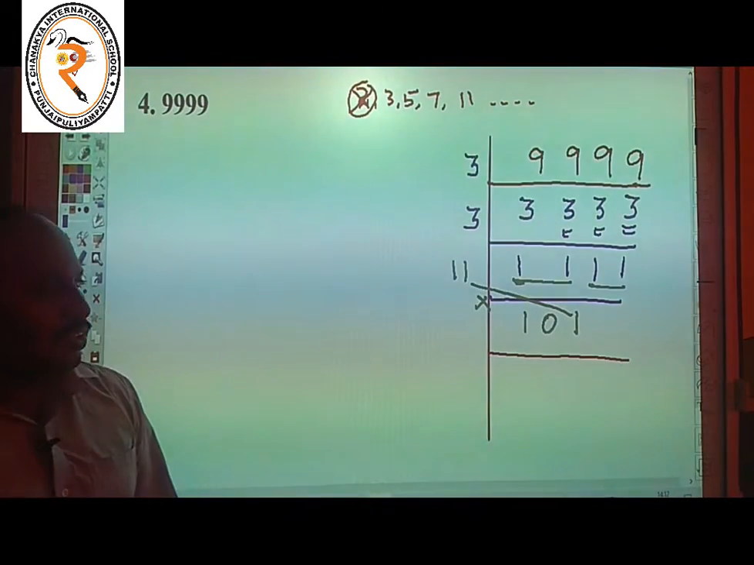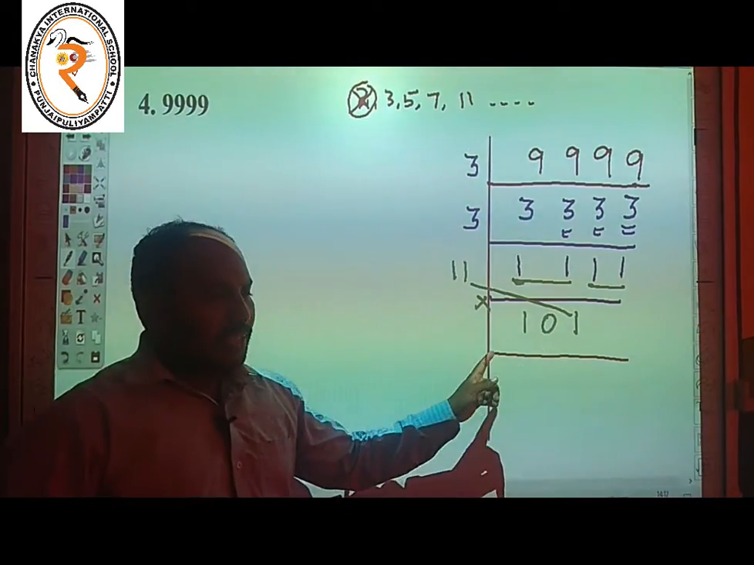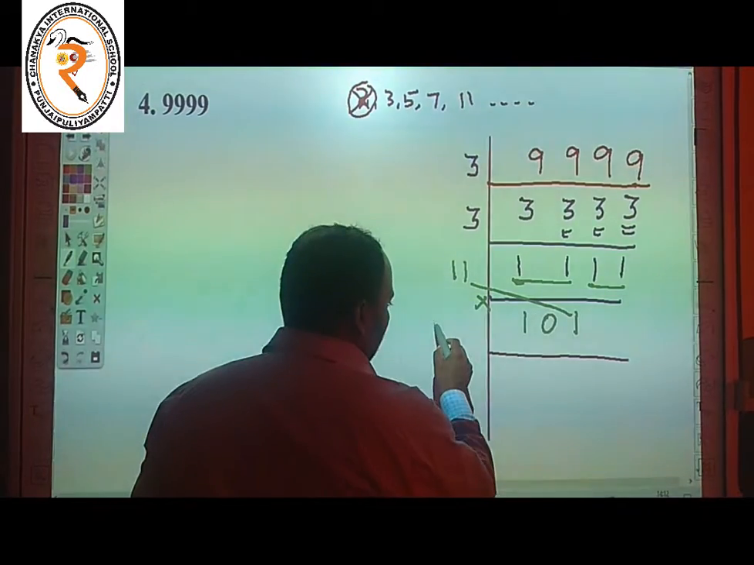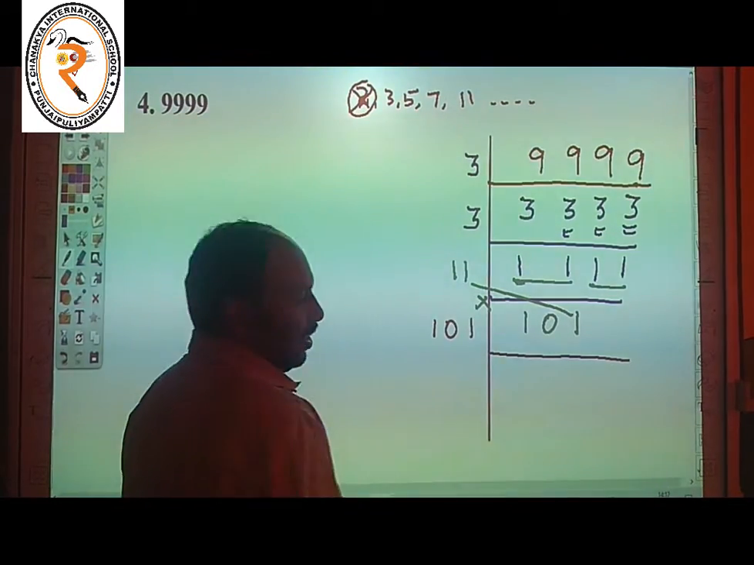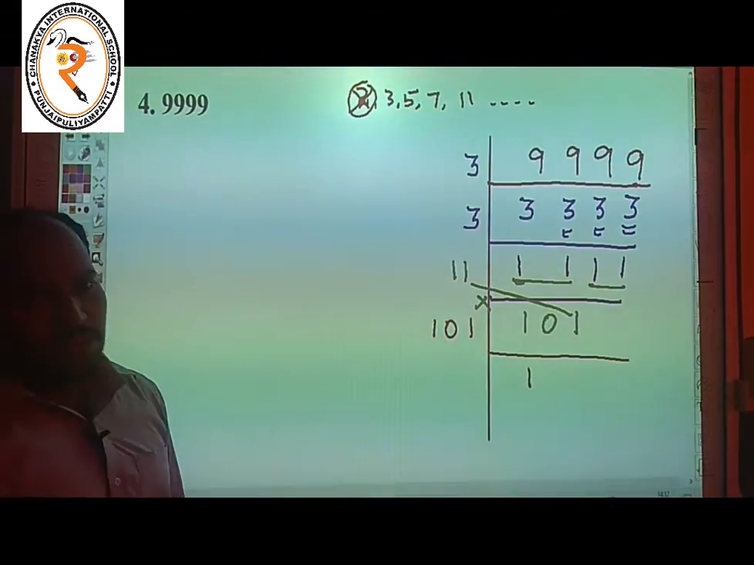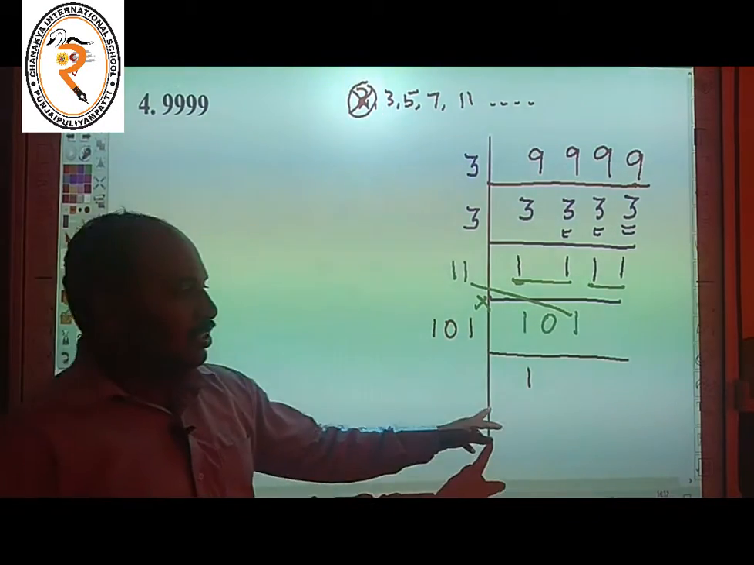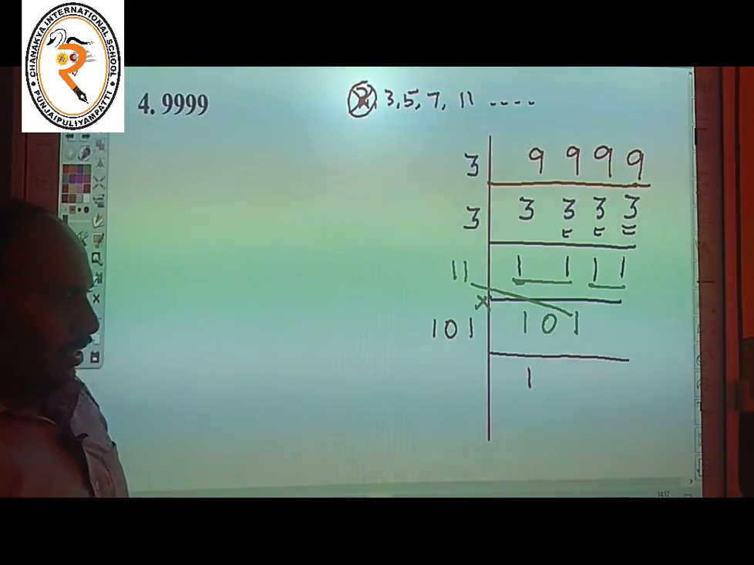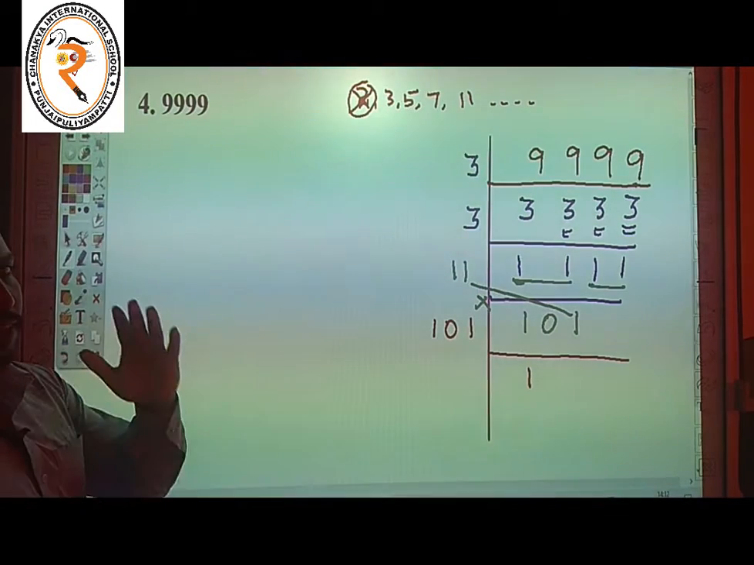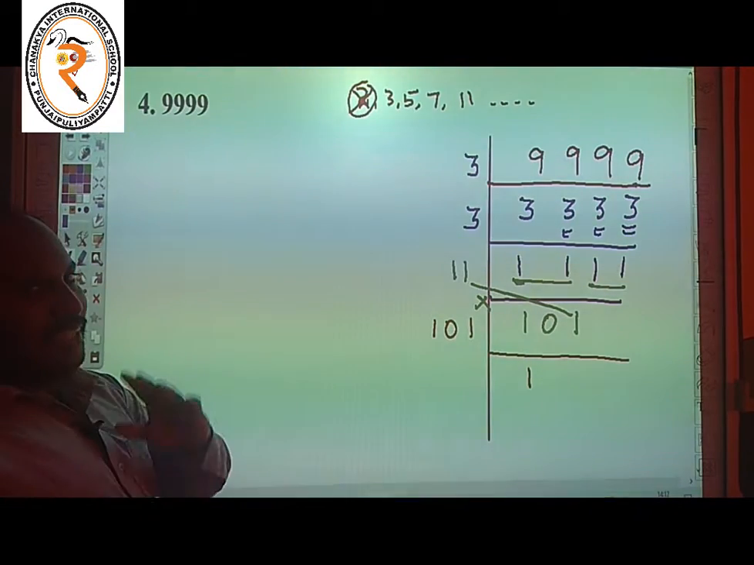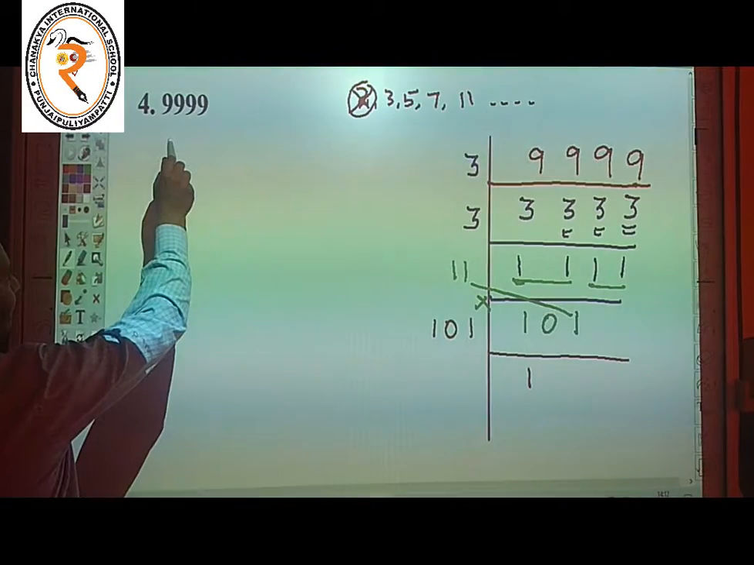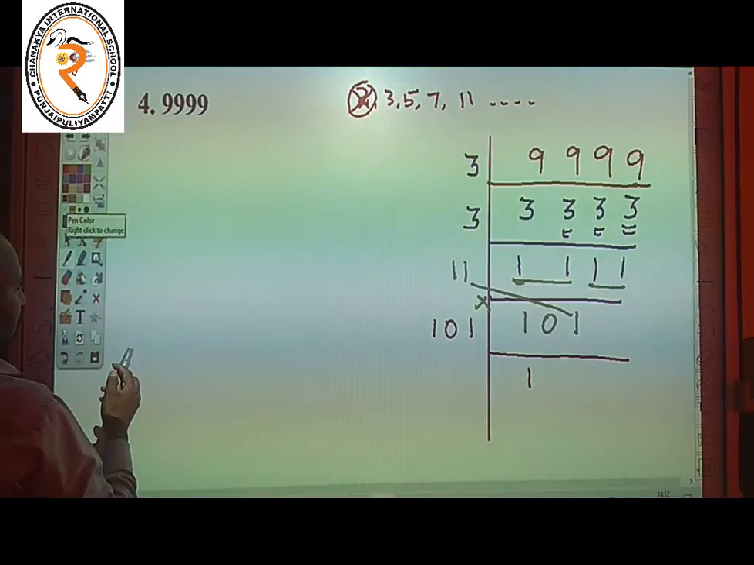Again, we want to divide 101. 101 is a prime number, so it is divisible by 1 and itself. 101 into 1 is equal to 101. So our answer is 1. We want the prime factors of the greatest 4-digit number, which is 9,999.